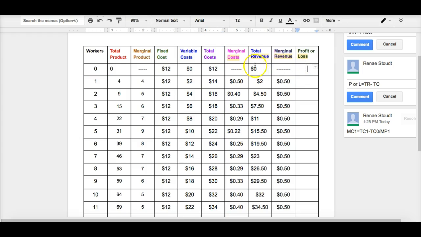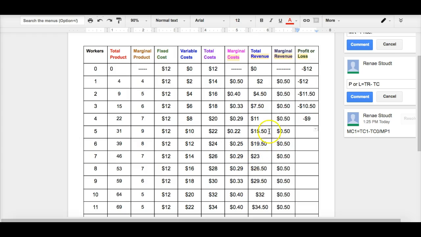So at 0 workers, I'm taking 0 minus 12 to give us obviously a loss of $12. At 1 worker, I'm taking 2 minus 14 to get a loss of, again, negative 12. At 2 workers, I'm subtracting 4.50 minus 16 to get a loss of 11.50. At 3 workers, I'm subtracting 7.50 minus 18 to get a loss of 10.50. At 4 workers, I'm subtracting 11 minus 20 to get a loss of $9.